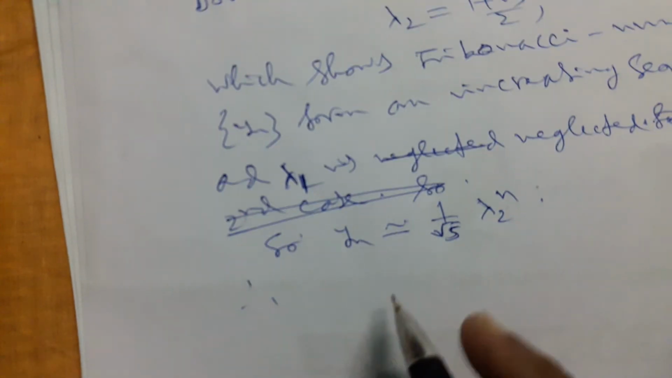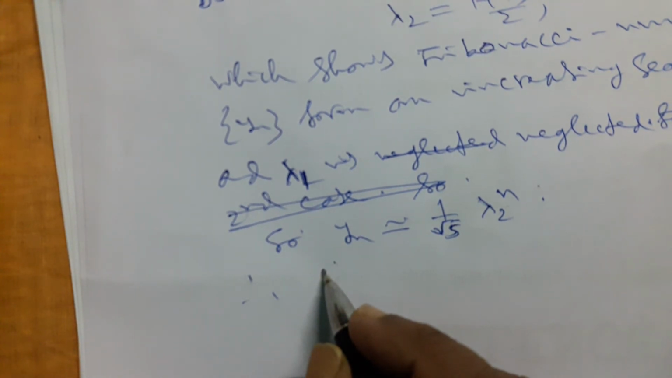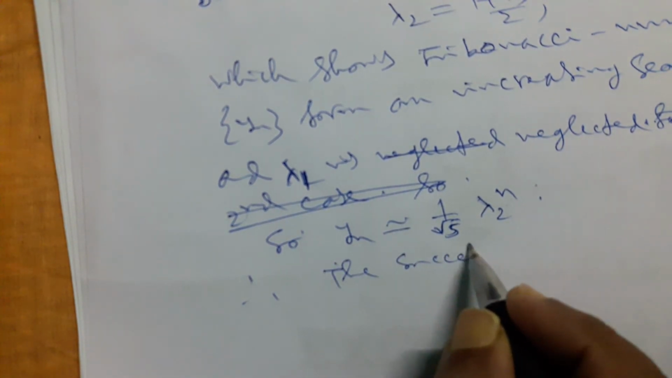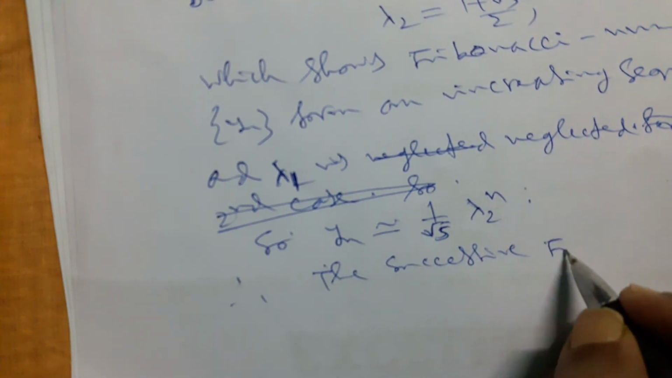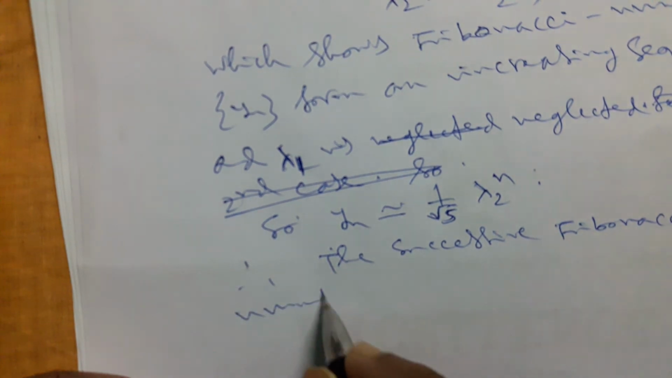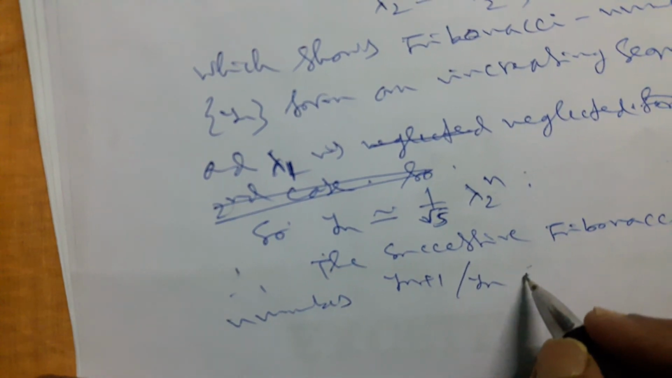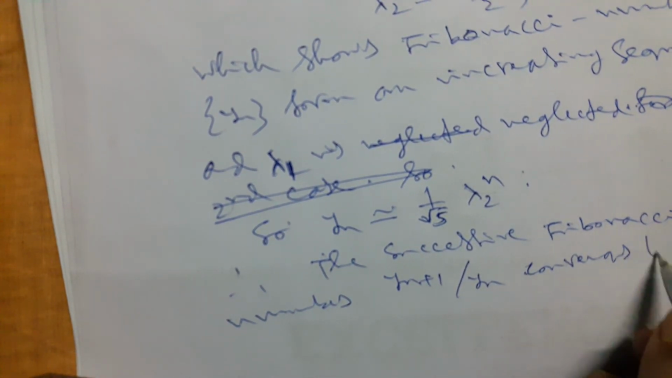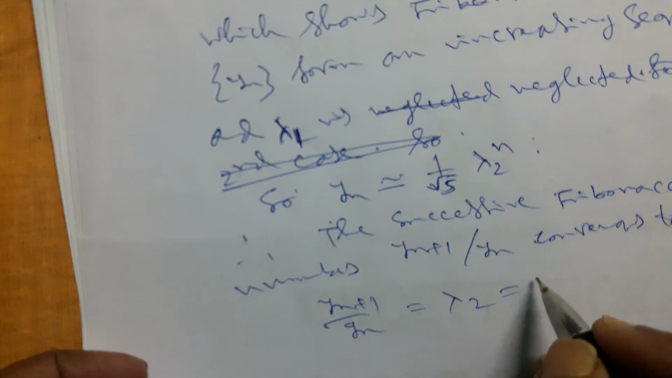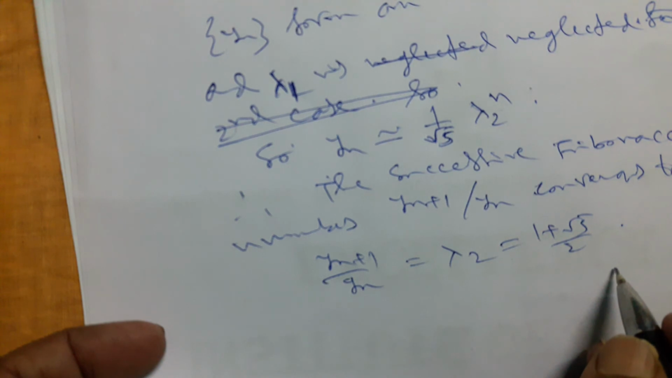Therefore we can write that the successive ratio of Fibonacci numbers, y(n+1) by y(n), converges to lambda 2, that is (1 plus root 5)/2, and this is known as the golden mean.